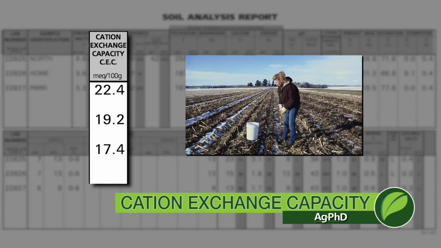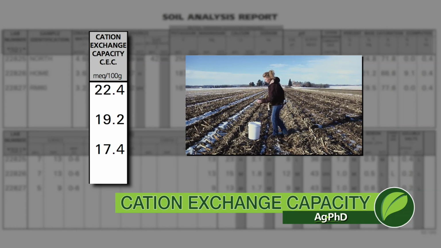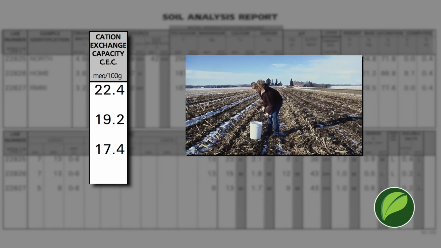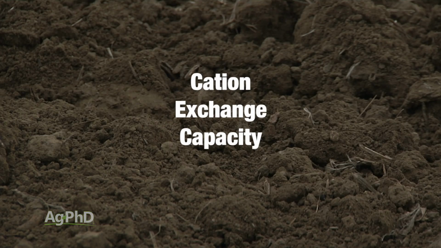One of the most important numbers you need to look at on your soil test is called cation exchange capacity, or CEC for short. Today we're going to talk about what that means and how you can use that particular number. All right, first of all, let's talk about cations.